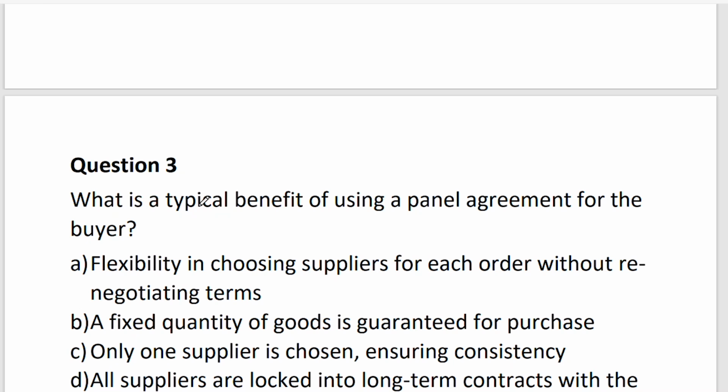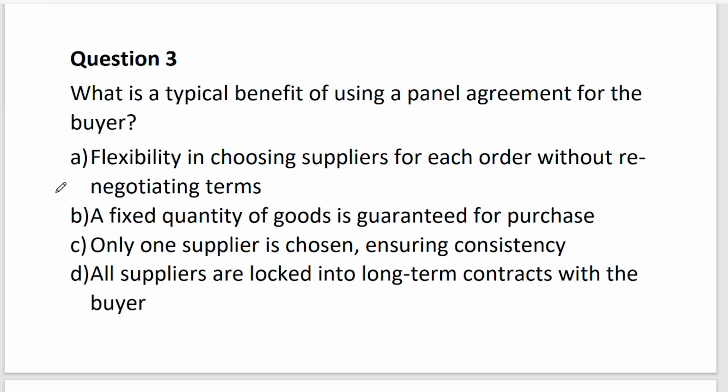there are several suppliers. So what is the typical benefit of using a panel agreement for the buyer? Flexibility in choosing supplier for each order without renegotiating terms. A fixed quantity of goods is guaranteed? No. Only one supplier is chosen? Come on. It's framework, okay? It's panel. All suppliers are locked into long-term contracts? No. Some of them may just decide not to compete when you do the call-off. So the answer is flexibility in choosing suppliers for each order without renegotiating the terms.